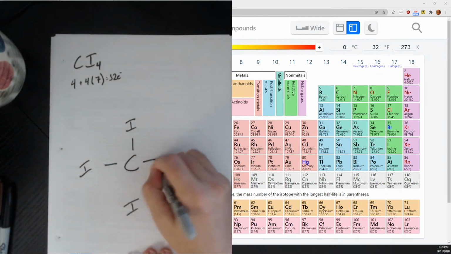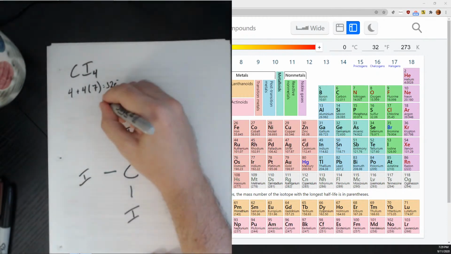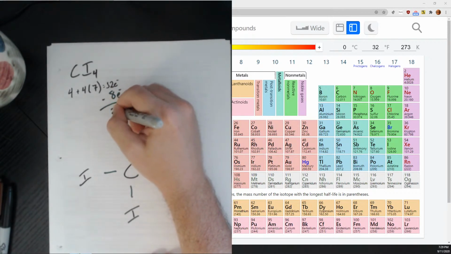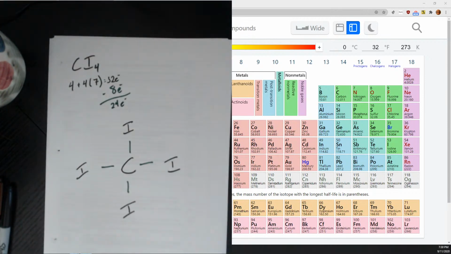1, 2, 3, 4. That uses up 8 of our electrons. We're down to 24.